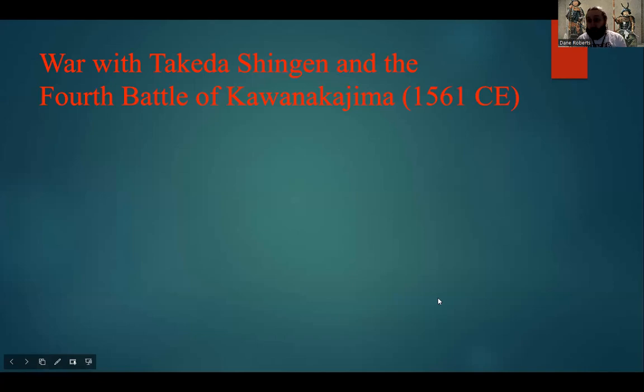And of course, as we talked about with Takeda Shingen, during his leadership of the Uesugi clan, he would war with Takeda Shingen, battling several times and having several minor skirmishes that really culminated in the fourth battle of Kawanakajima. There would be some battles after Kawanakajima, but the pinnacle of these wars and conflicts between Takeda Shingen and Uesugi Kenshin was the fourth battle of Kawanakajima.